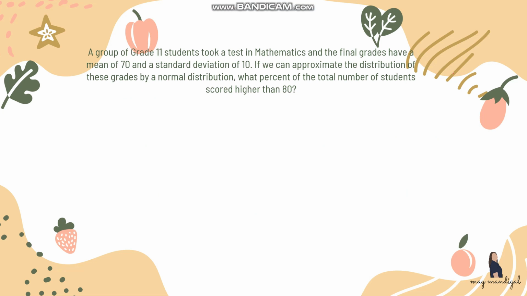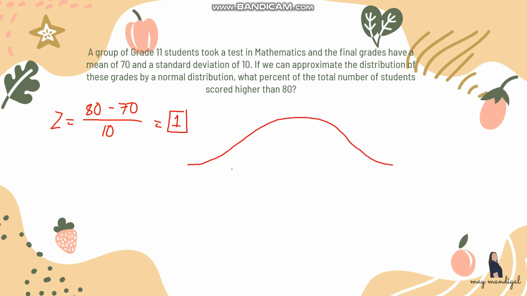So what we will do here is we will be using the areas under the normal curve, and the first thing that we have to do is to convert the given score into its corresponding z-score. So z is equal to the score, which is 80, minus the mean, which is 70, and then divide it by the standard deviation, which is 10. So computing for this, we will get 1 as our z-score. Now that we already have the 1, which is our z-score, we can now draw the curve. And then this is 0, this is 1.